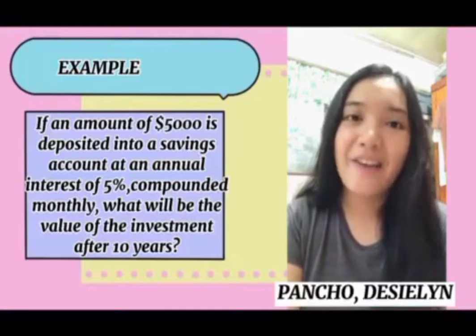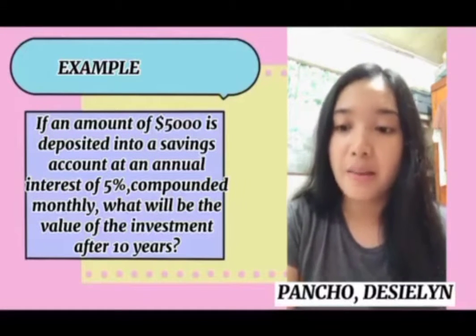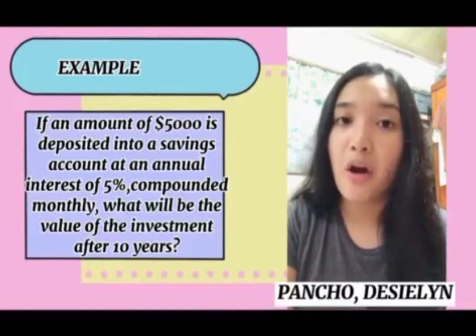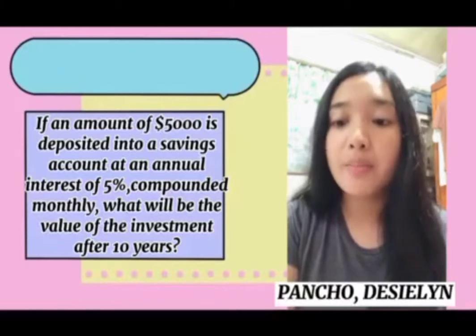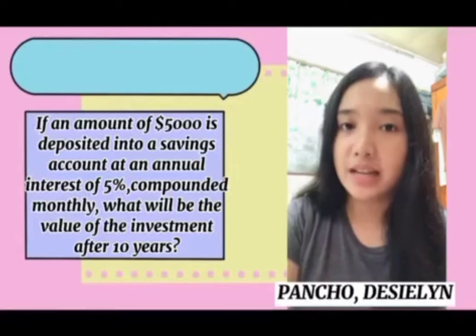So, let's have an example. If an amount of $5,000 is deposited into a savings account at an annual interest rate of 5%, compounded monthly, what will be the value of the investment after 10 years?